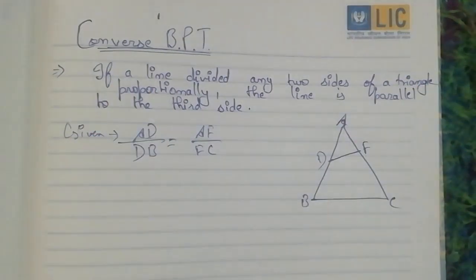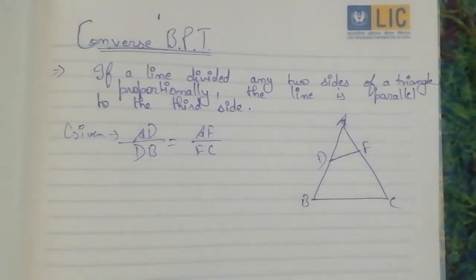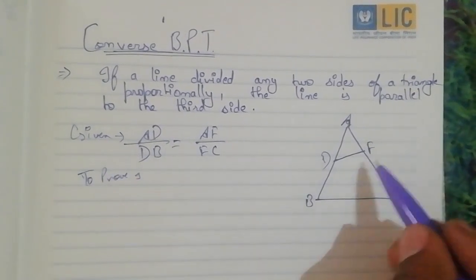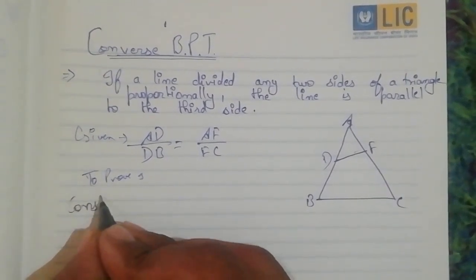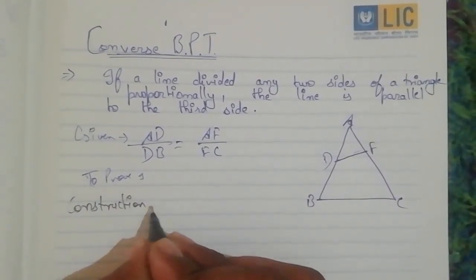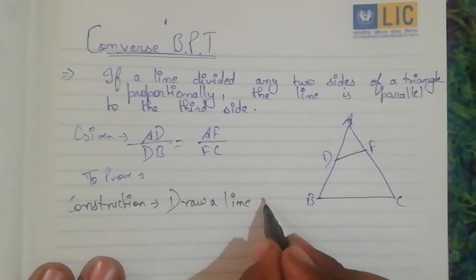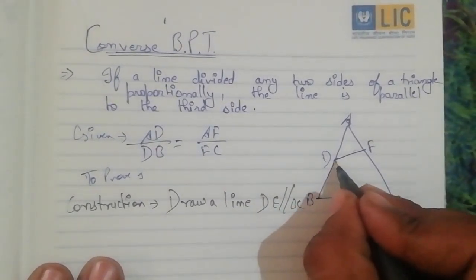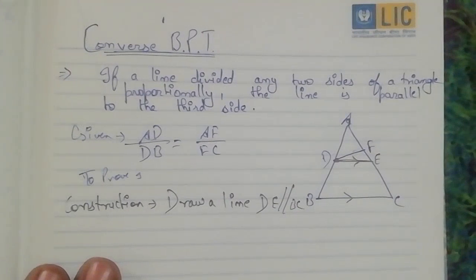But from this statement we can say that if a line divides any two sides of a triangle proportionally, this is the proportional division, then the line is parallel to the third side. So what we need to prove is that this line is parallel to BC. First of all we need a little construction here. Draw a line DE parallel to BC. We draw a line here, this is point E, DE, which is parallel to BC.